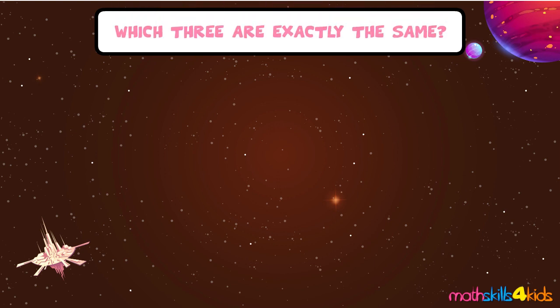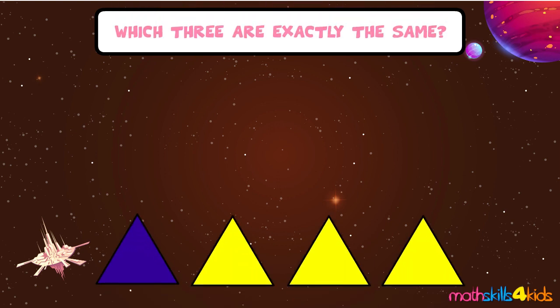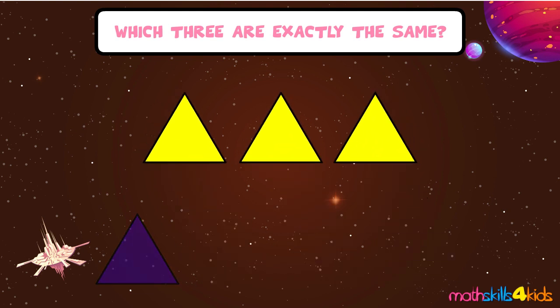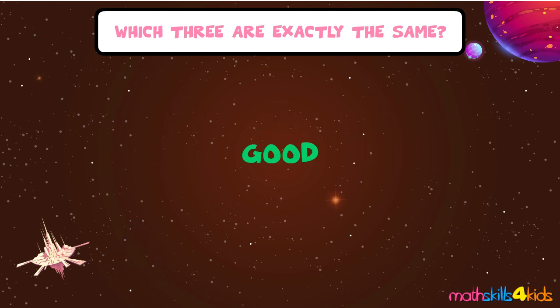Which three are exactly the same? Here, we can see that the shapes that are exactly the same are the yellow triangles because they have the same color. The one that is not exactly the same is the blue triangle. Good.